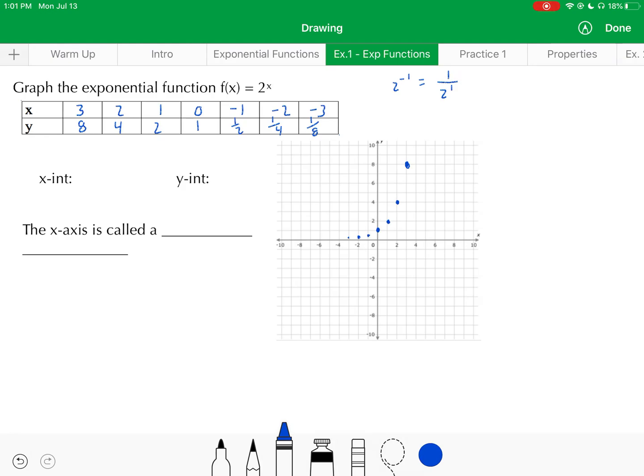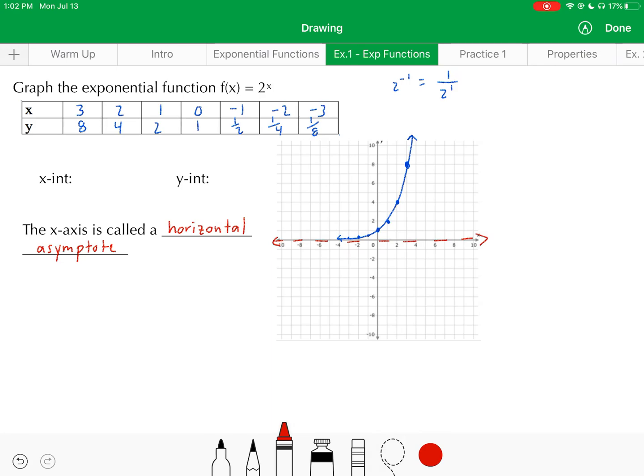Okay. And what we should be observing here is that our y values are never going to go negative. They're going to get infinitely close to 0, but they're never actually going to result in 0 or a negative value. Okay. So what we have here is what's known as a horizontal asymptote. The x-axis is a horizontal asymptote. Asymptotes are lines that your curve approaches but will never get to. They get infinitely close to it.